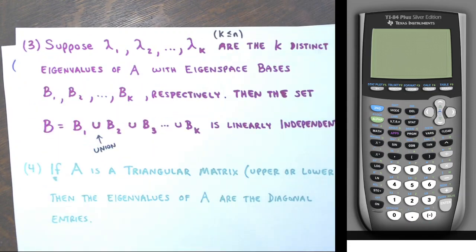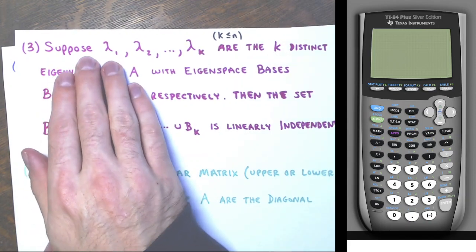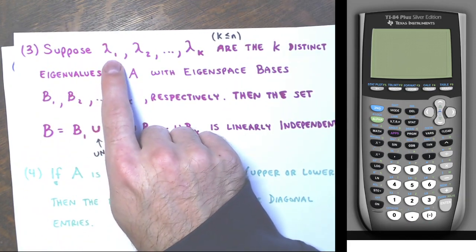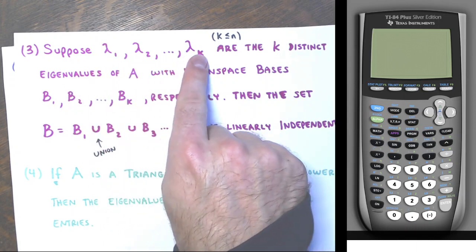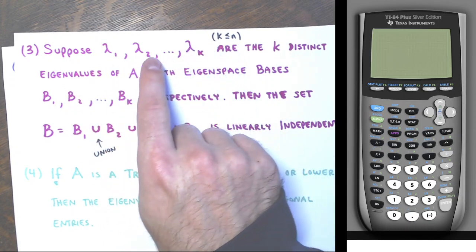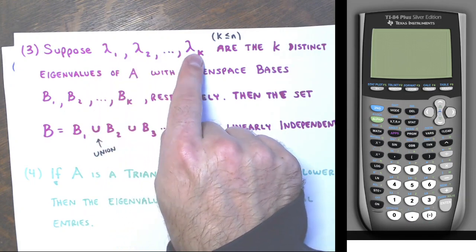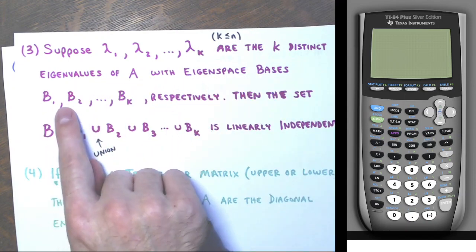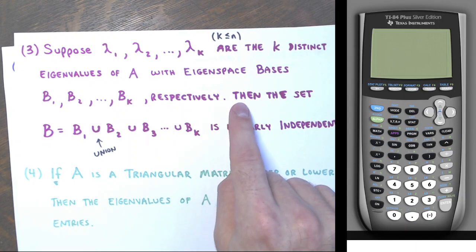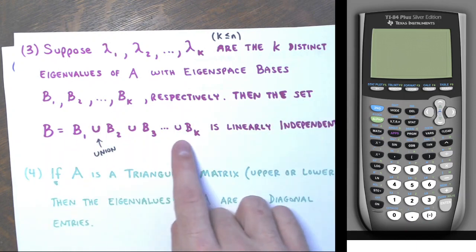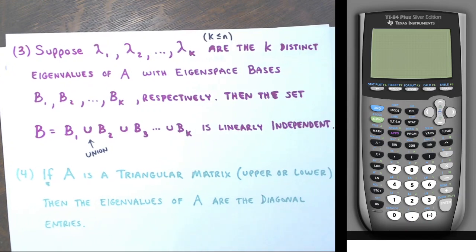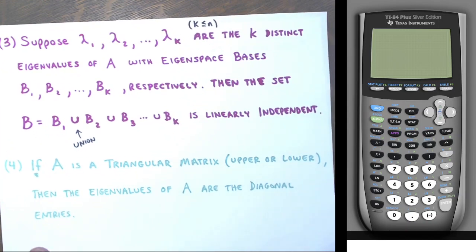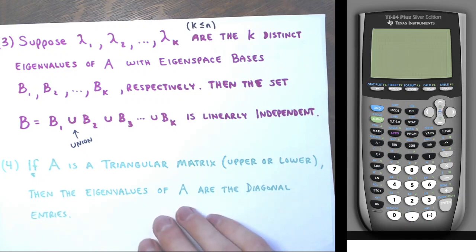Number 3, if lambda 1, lambda 2 up to lambda k are the k distinct eigenvalues of A, where k is less than or equal to n, with eigenspace bases b1 through bk, respectively, then the set which is the union of those bases will be linearly independent. 4, if A is a triangular matrix, upper or lower or diagonal, then the eigenvalues of A are simply going to be the diagonal entries of the matrix.